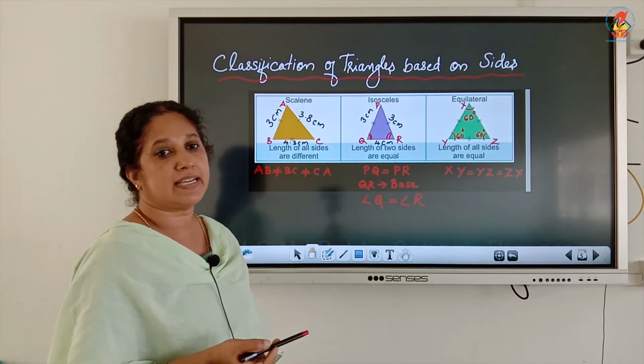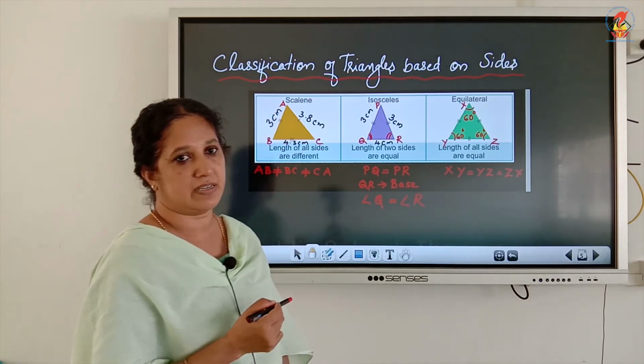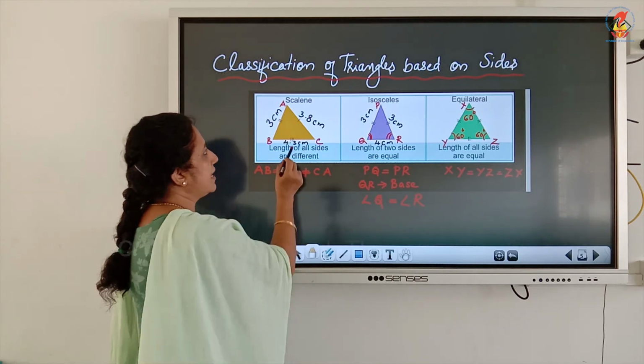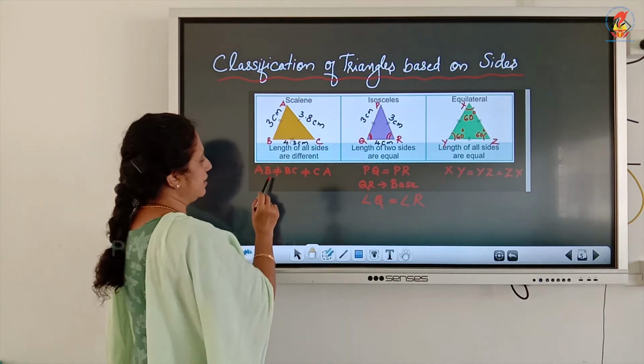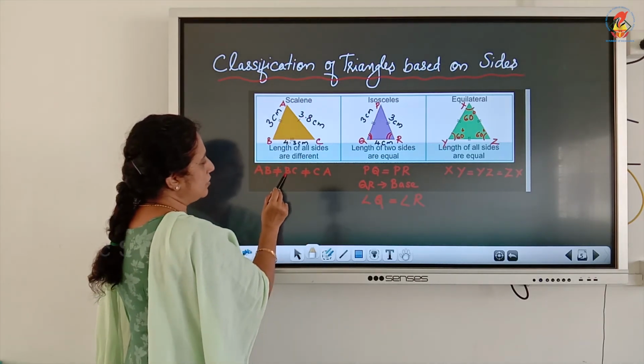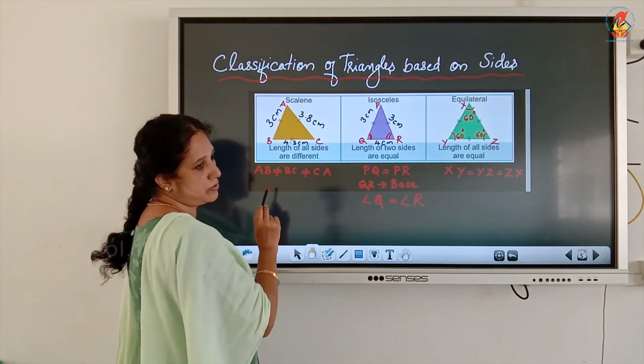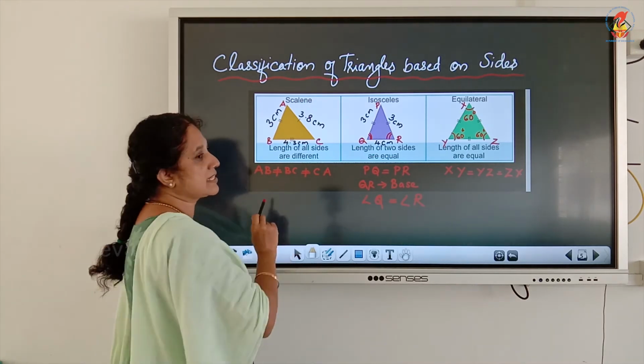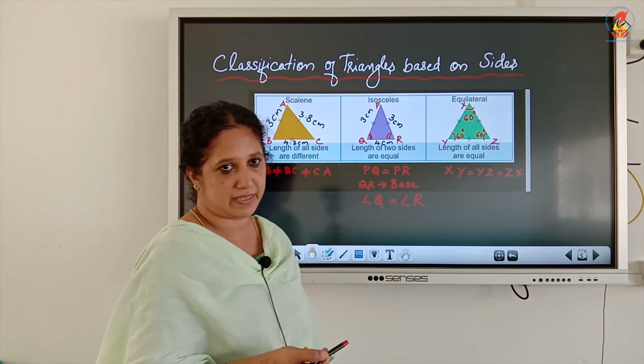So all the three sides are of different measures. We can call the triangle a scalene triangle. So here AB is not equal to BC, not equal to CA. All the three sides are of different measures.